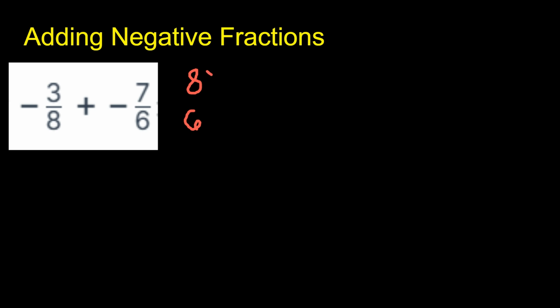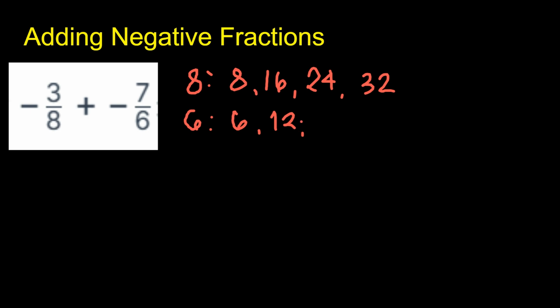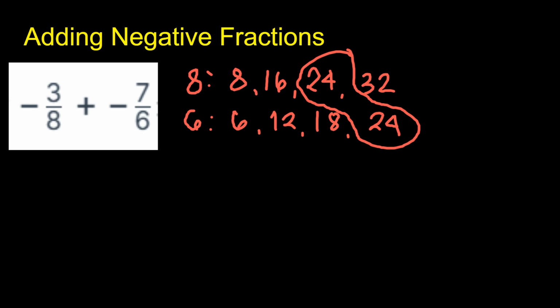For 8, the multiples are 8, 16, 24, 32. I'm going to stop with 32. And for 6, the multiples are 6, 12, 18, and 24. Obviously, we can now say that the least common denominator of 8 and 6 is 24.